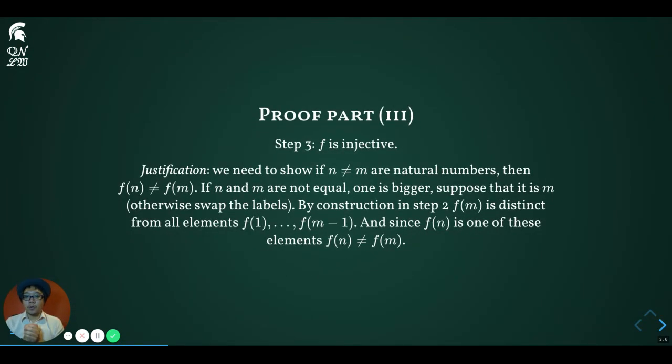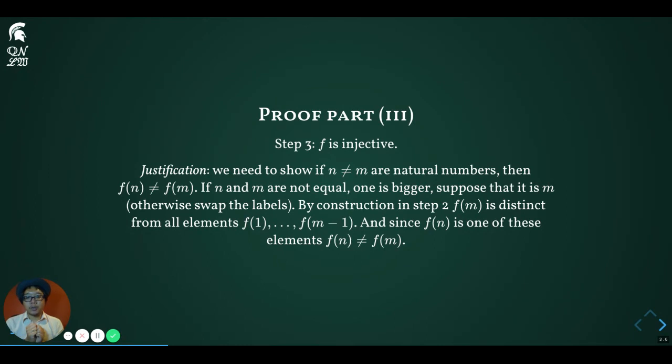To conclude the proof, we need to show that f is injective. We will do so by showing that if n and m are distinct natural numbers, then f of n and f of m are different. Since n is not the same as m, one of them is bigger, and we can take it to be m, otherwise we'll just swap the labels.